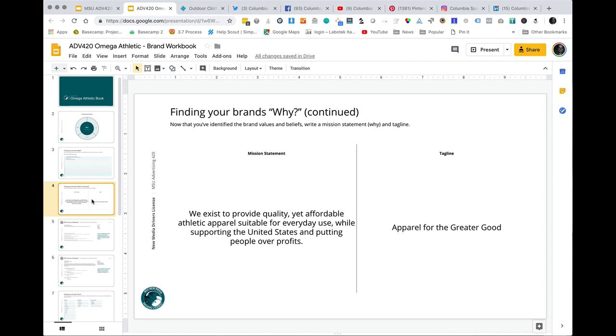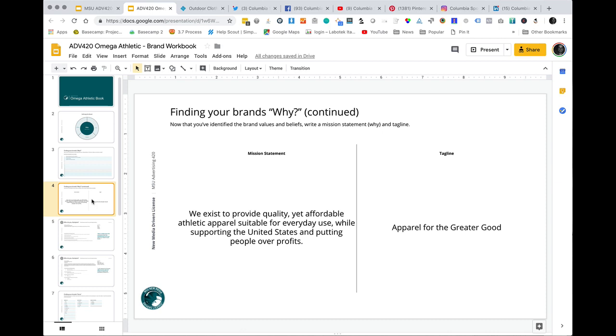So a mission statement is basically an internal statement that's used within a company to help everybody understand why this company exists. What is our mission? What are we trying to accomplish? And it tends to be a little bit longer and wordy because it's not a marketing message. It's just something for everybody else to get on the same page. So in our case, we exist to provide quality yet affordable athletic apparel suitable for everyday use while supporting the United States and putting people over profits. So that's our mission statement.